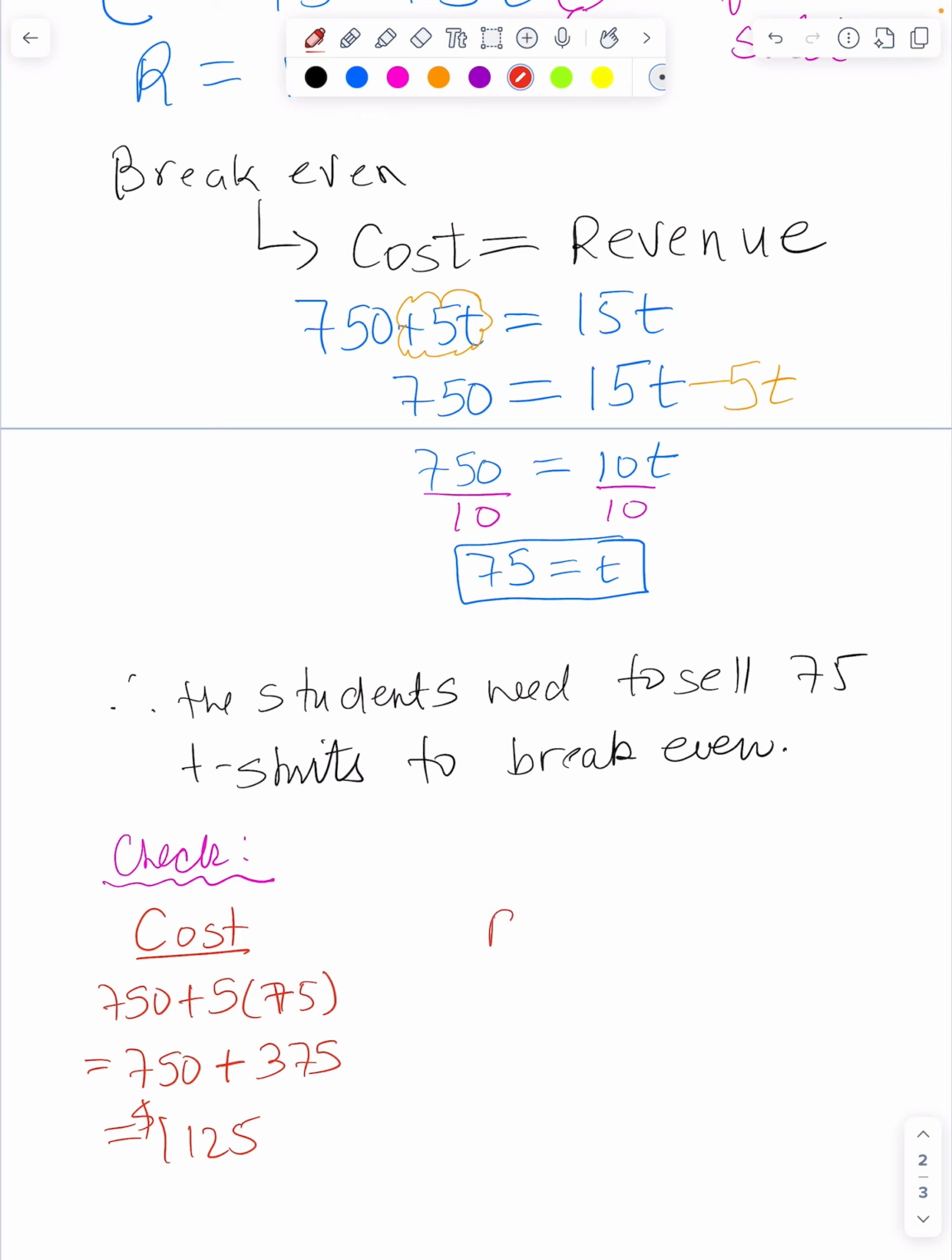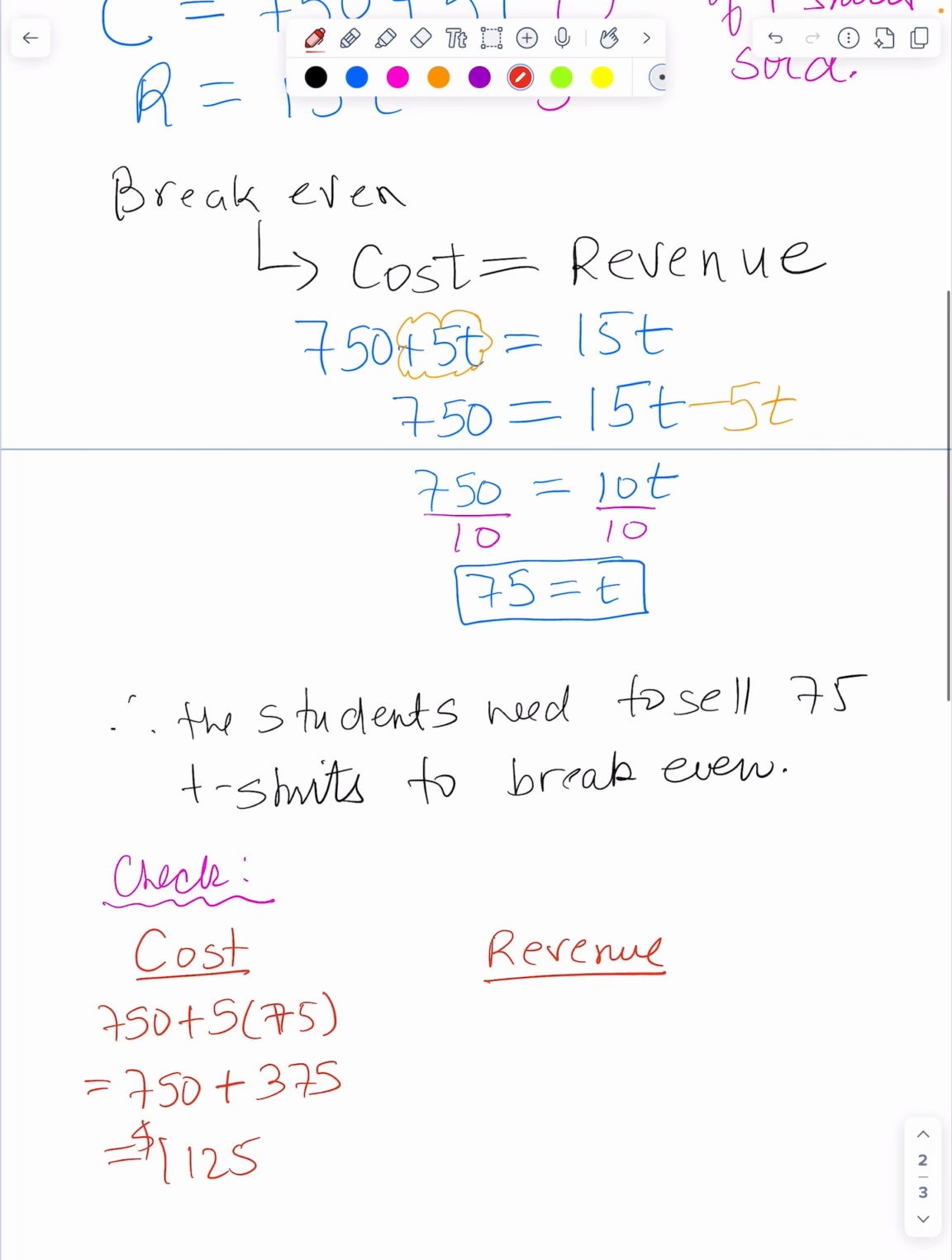The revenue generated is going to come from $15 per t-shirt, 75 t-shirts. When you do that multiplication, 15 times 75, you get an answer of $1,125. So doing the check afterwards, I know that I'm correct. Now we have to go to part B. This is where it's important.